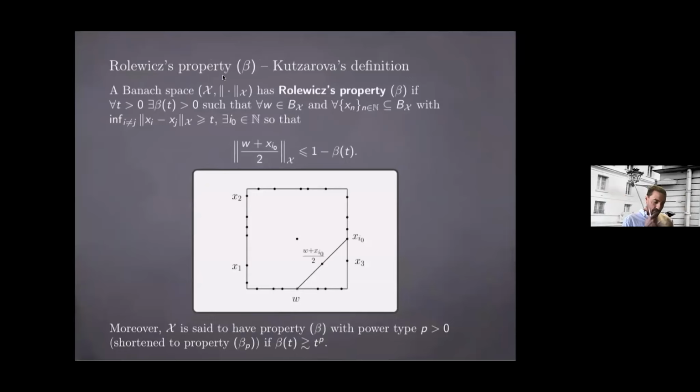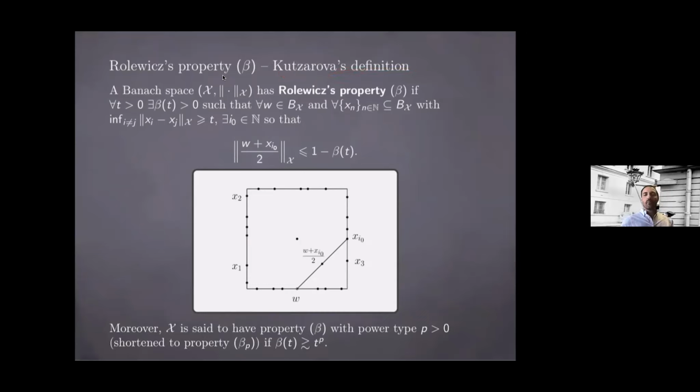So fortunately, in a beautiful work of Lima and Randrianarivony, they used Kalton-Werner's property beta to solve some nonlinear problem in Banach space theory. And what is this property beta? So this is Dutkiewicz's definition.